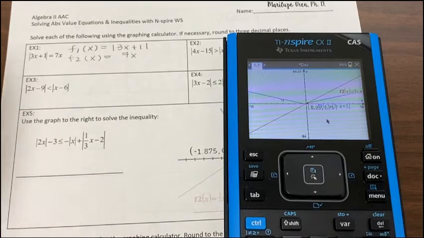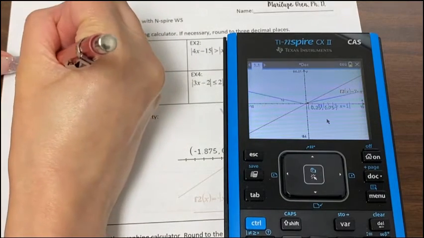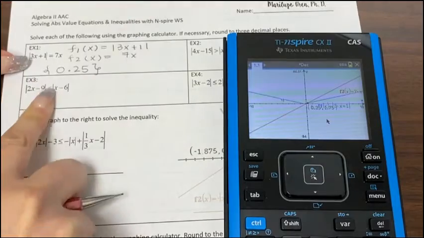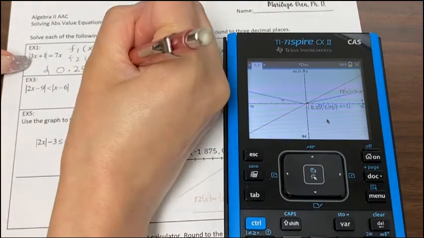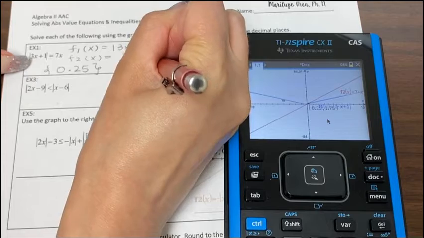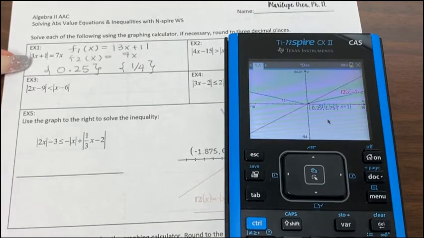So I'm going to write my solution here in set notation. You know that your solution here is 0.25. Please remember to use the squiggly lines. Another way that you could write it that is correct is the squiggly line 1/4, because you know that 1/4 is the same as 0.25. Either would be completely correct.